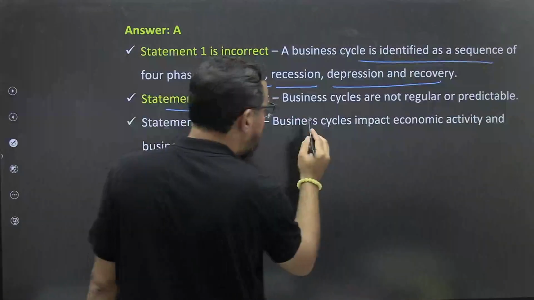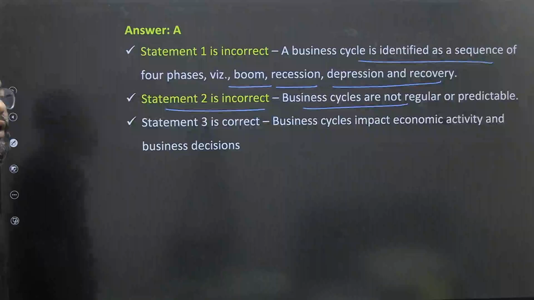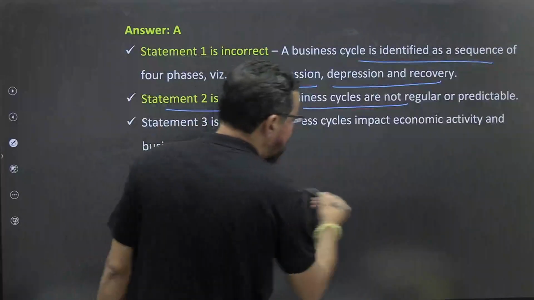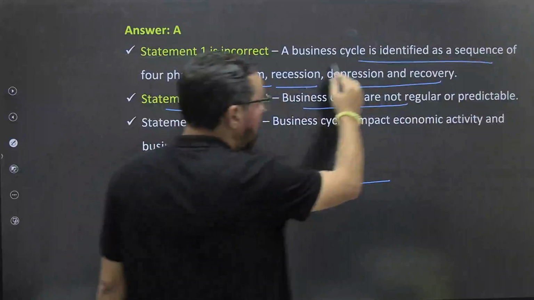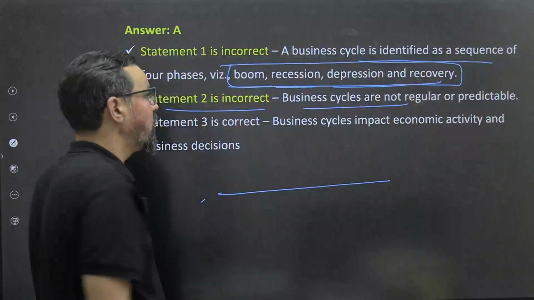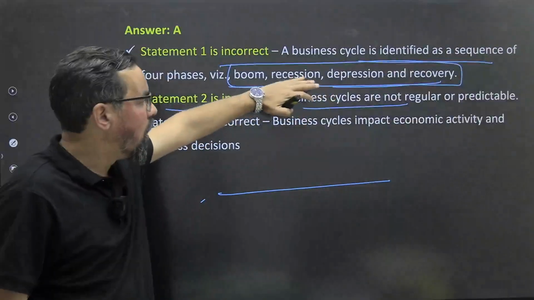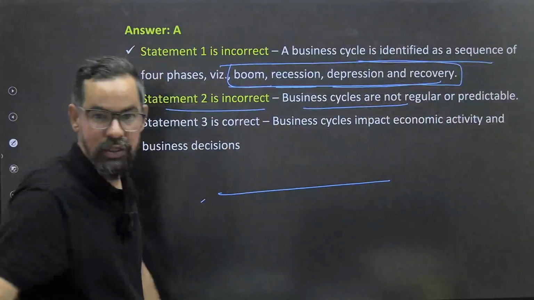Second is incorrect. Business cycles are not regular or predictable. You cannot say that they follow a regular and predictable pattern, meaning a linear approach. No, they are not going to follow this particular sequence every time. One recession can be followed by another recession, or one boom can be followed by another boom instead of the recession and all.